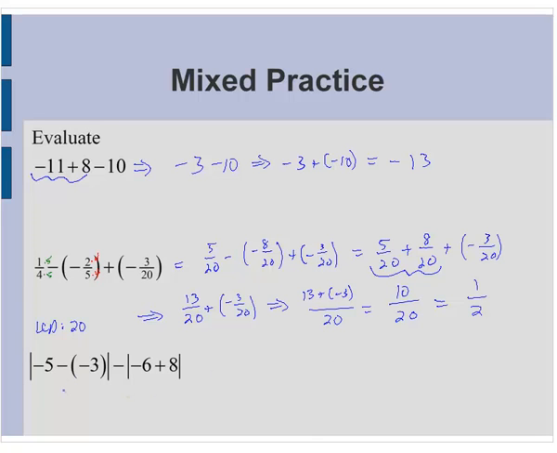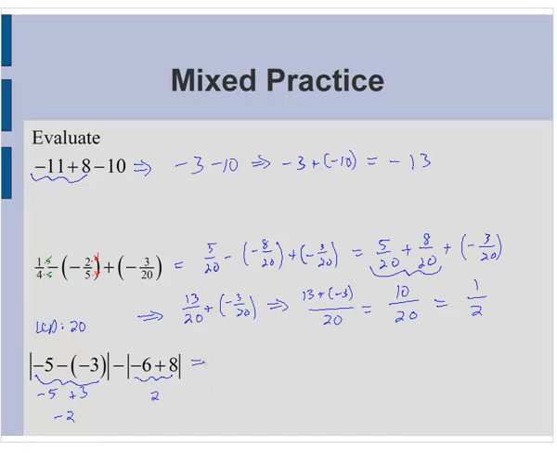All right, in the last example here, we have some absolute values thrown in as well, so be careful here. Working inside the first absolute values, we have negative 5 minus negative 3. That's negative 5 plus 3, which is negative 2. Working inside the second, we have negative 6 plus 8, which is positive 2.